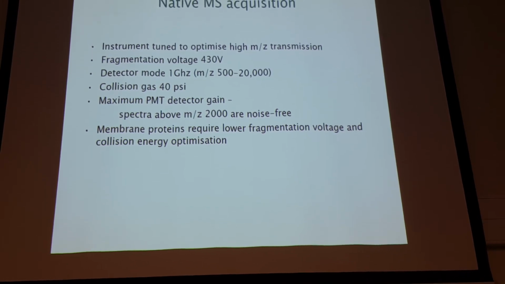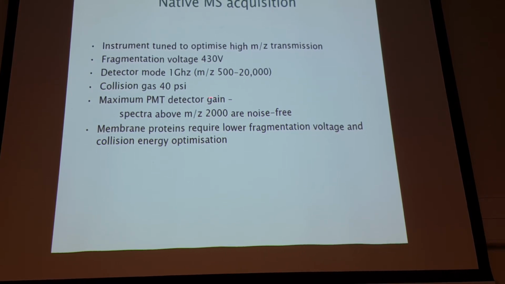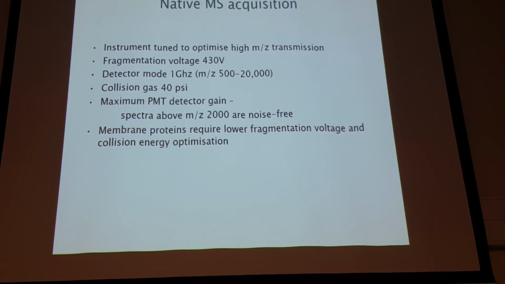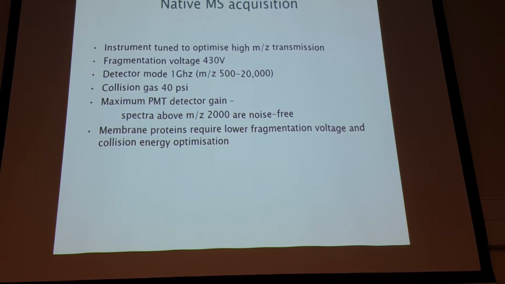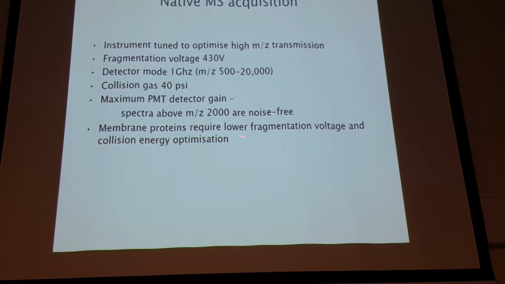We want our best chance of detecting these high mass ions in a mass spectrum above m/z 2000. Effectively, there is no noise. So you can take advantage of that by turning the detector gain up to maximum, because there's no noise to amplify, just the signal.